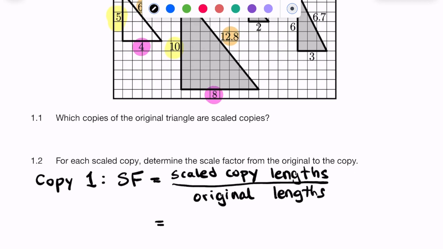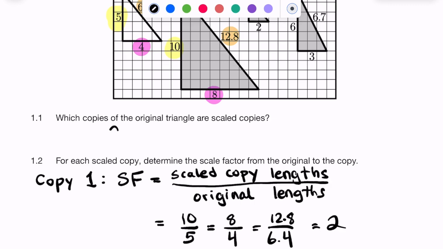And then I can see, okay, in this case, copy 1, the height is 10, so 10 compared to this height of 5 in the original. The base 8 to 4, and then 12.8 to 6.4. And we can see, are those equal? So then we could use a calculator, or do lots of different ways, and these are all equal to 2, and then 2 is my scale factor. Okay, so for copy 1, yes, this is a scaled copy.